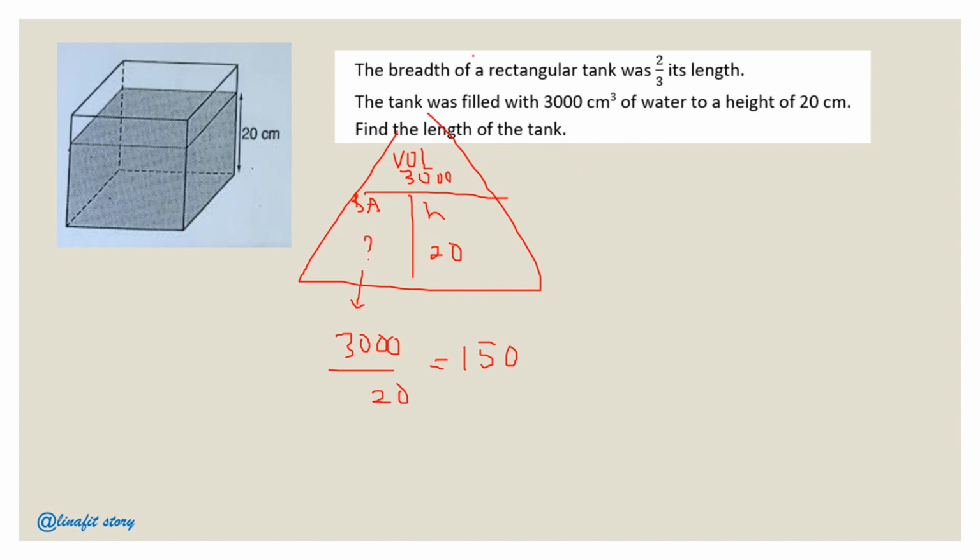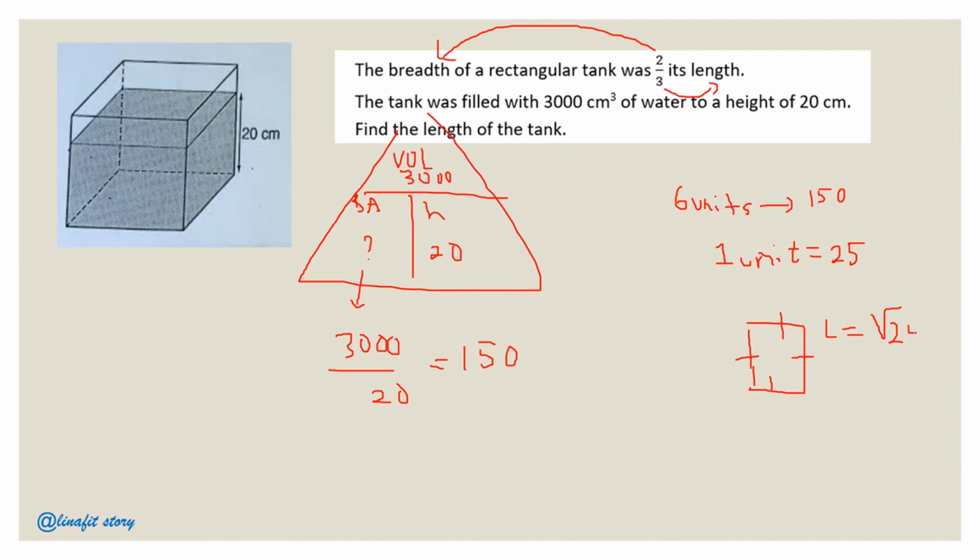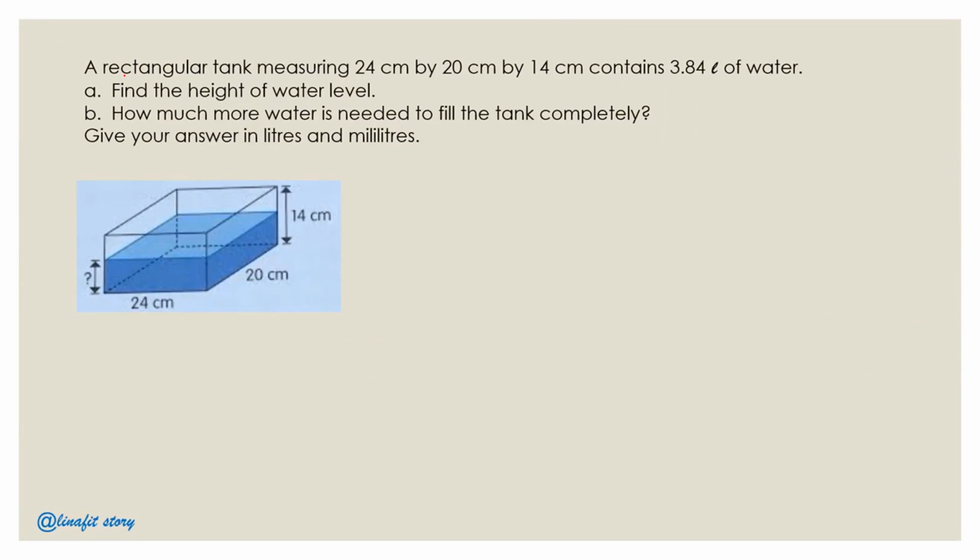And then the ratio between the breadth and the length of the tank: 2 units for the breadth and 3 units for the length. So, breadth times length equals 6 units. The base area is 150 square cm. How to get 1 unit? 150 divided by 6 equals 25. Remember, 25 is the base area. This is a square. So to get the length of the tank, find the square root of 25, which equals 5 cm.